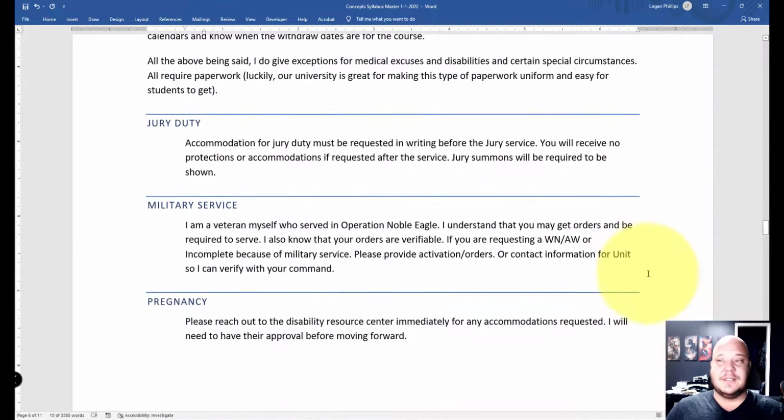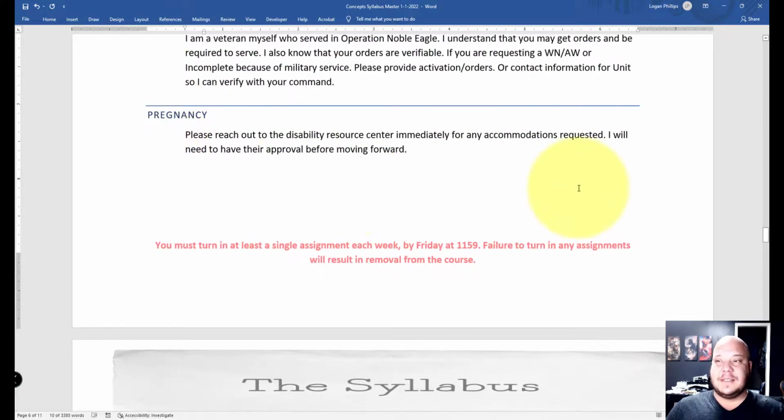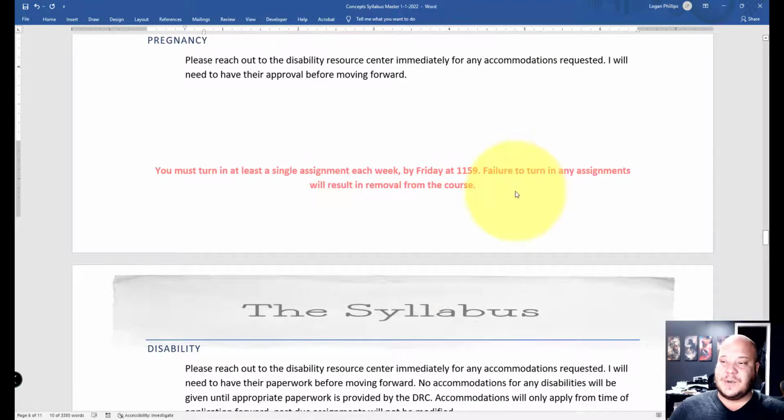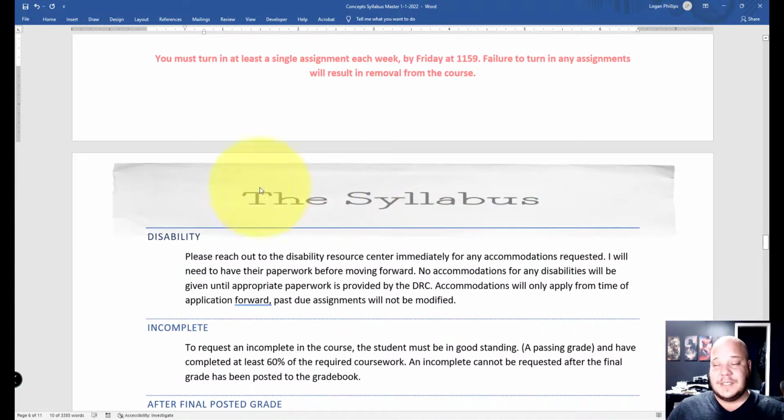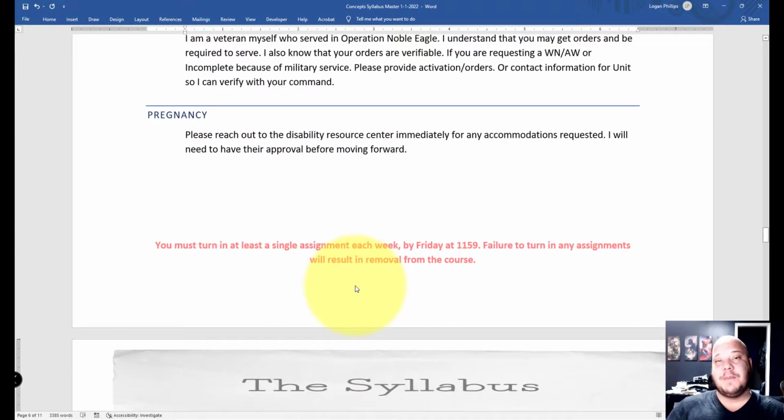Special accommodations. If you have jury duty or military service, you must provide paperwork for these types of things. Pregnancy, you need to reach out to the Disability Resource Center. If you have an actual disability and you need special accommodations, you must reach out to the Disability Resource Center before I can give you any accommodations. And any accommodations I give you will apply from that moment on, going forward. It will not be for assignments that have already come due.